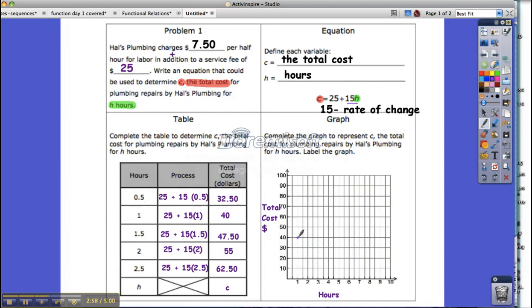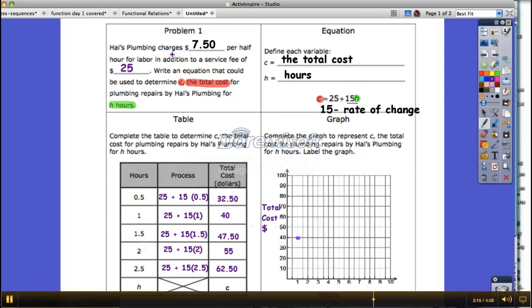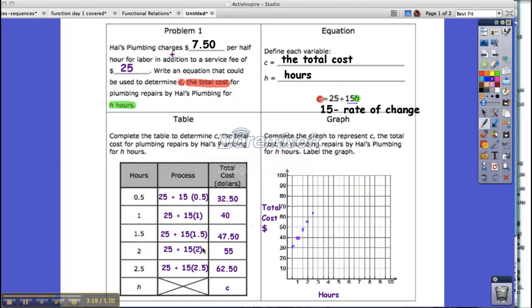So when I put this on the flip chart, it looks kind of funny, but on your paper, the graph looks nicer. You should be able to plot those points on your own, so go ahead and pause the video and plot all of those points. So 1.5 hours with 47.50, 2 hours with 55, 2.5 hours with 62.50, and half an hour with 32.50. So pause the video now. So if you already plotted them, you should see they look pretty much like this.